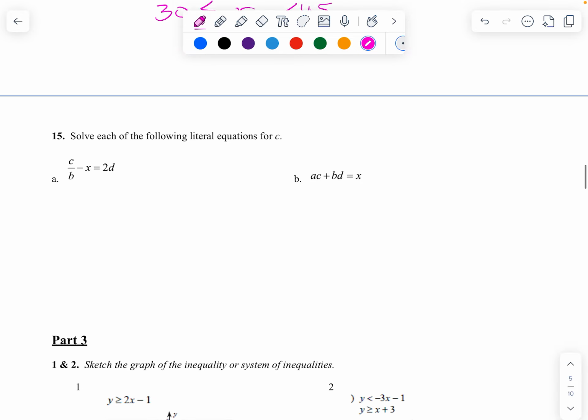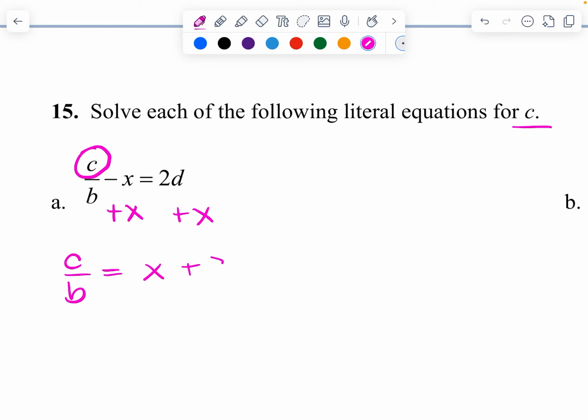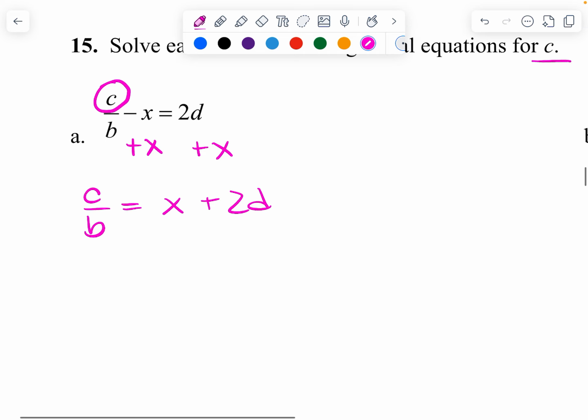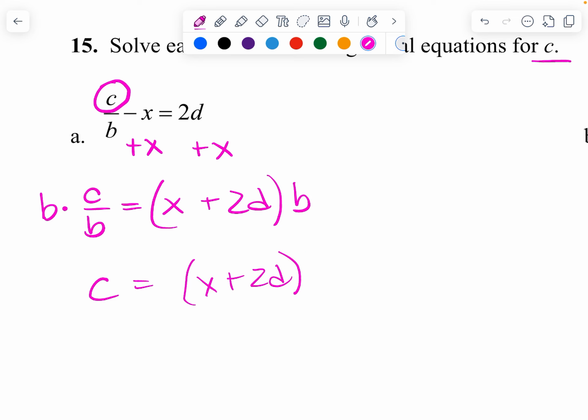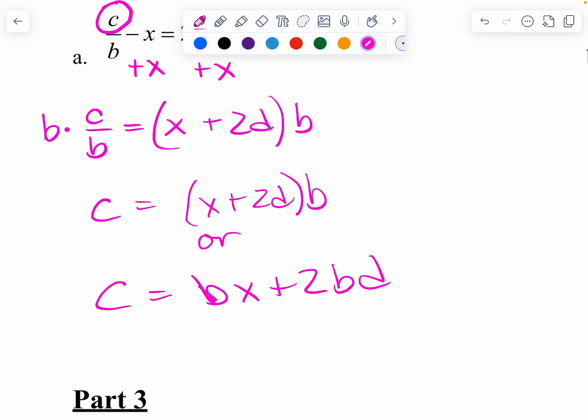Okay, this next one, solve for C. So this is the one I'm solving for. I'm going to add x to both sides. I'm going to get C over B equals x plus 2D. And I'm going to multiply by B on both sides. And you can either leave it as x plus 2D times B, or you can multiply it through and get bx plus 2bd, because I like alphabetical.